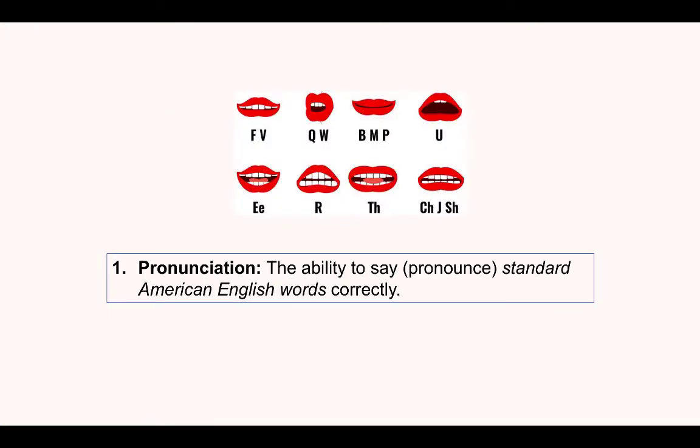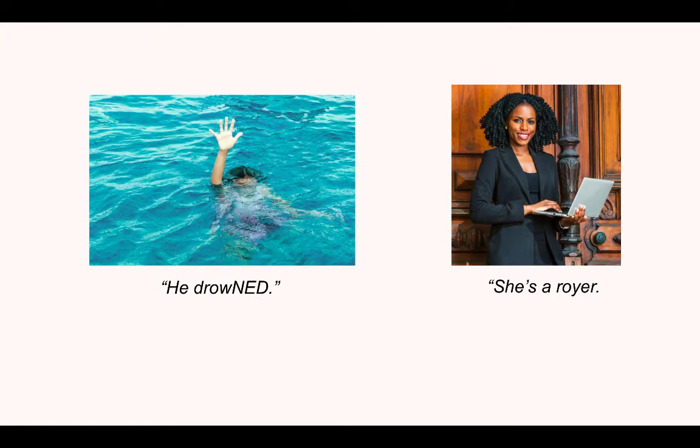So, just to take you through what you're going to be rating, the first one is pronunciation, or the ability to say or pronounce standard English words correctly. A couple of common mistakes that people sometimes make are breaking what we consider one-syllable words down into two syllables, like, for example, he drowned instead of he drowned. Or with Japanese people, pronouncing the letter L sound. So they might say something like, she's a lawyer, meaning that she's a lawyer. So pay attention to those kinds of pronunciation issues.